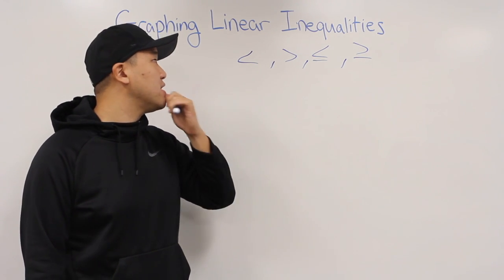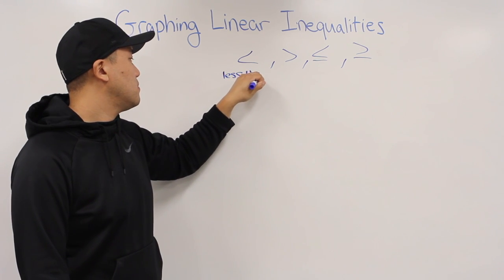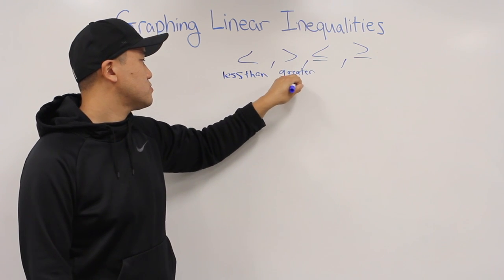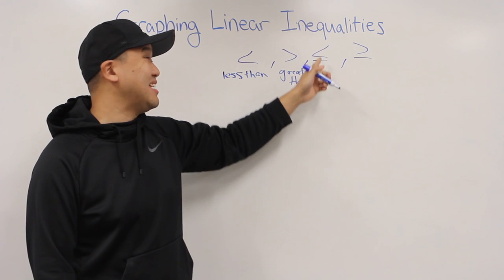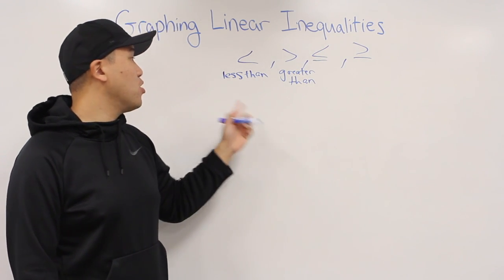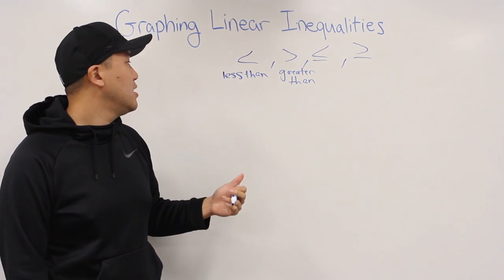If you read it left to right, this is less than, this is greater than, and this is less than or equal to, because of the equal sign, and this is greater than or equal to. So it's important to understand this because it's going to change the way we graph, especially when we're graphing today.